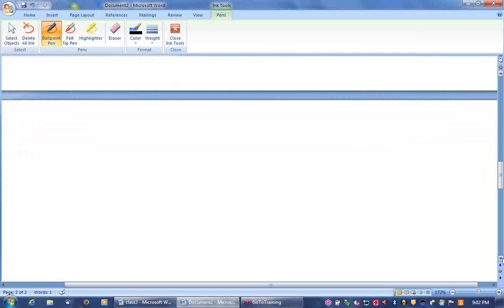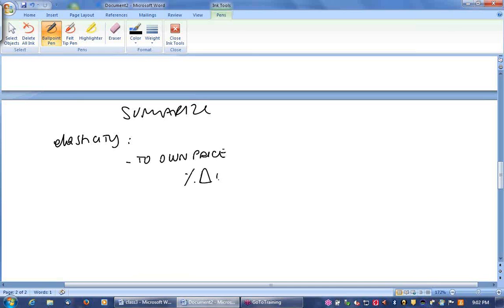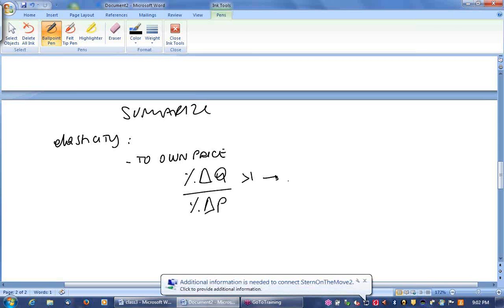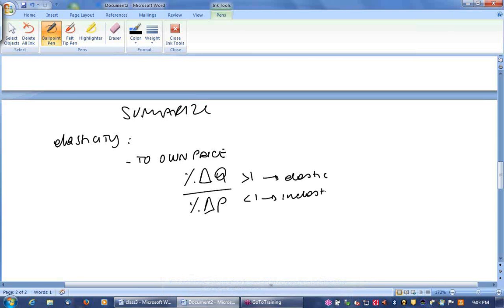Okay, so first of all, you need to know elasticity to own price, that is the percentage change in quantity divided by the percentage change in price. If this is greater than 1, the demand is elastic. If it is smaller than 1, the demand is inelastic.